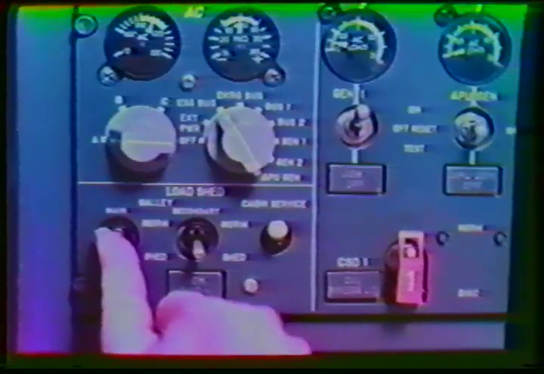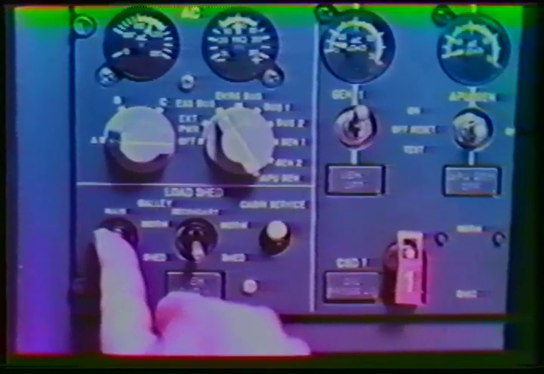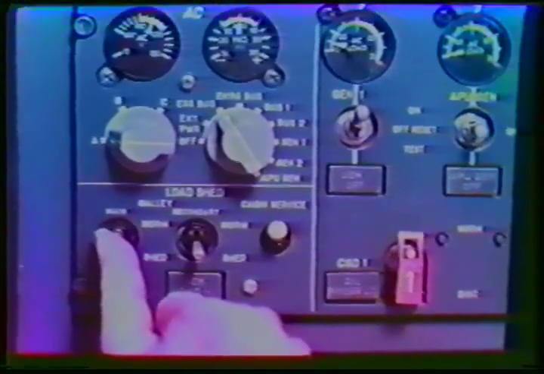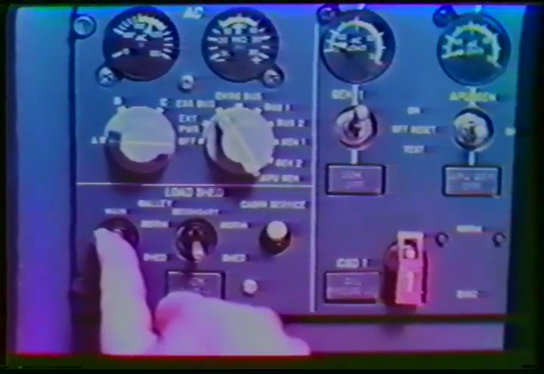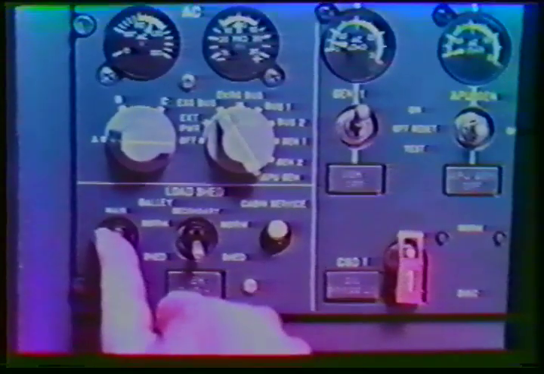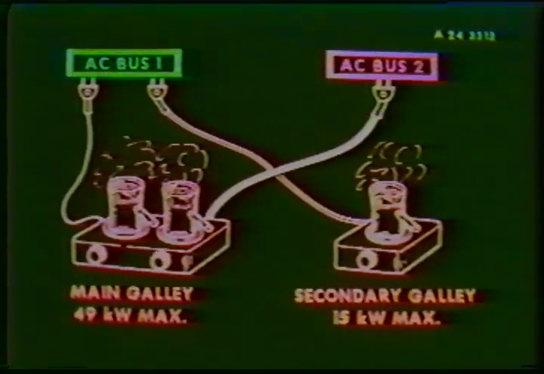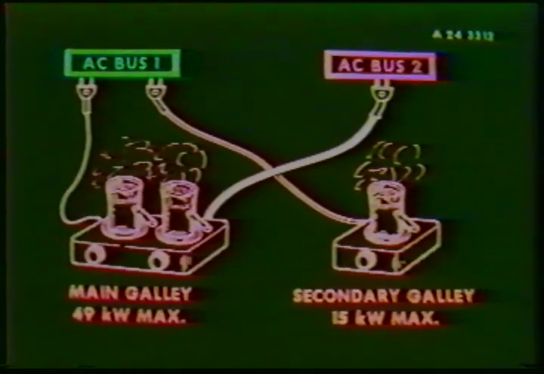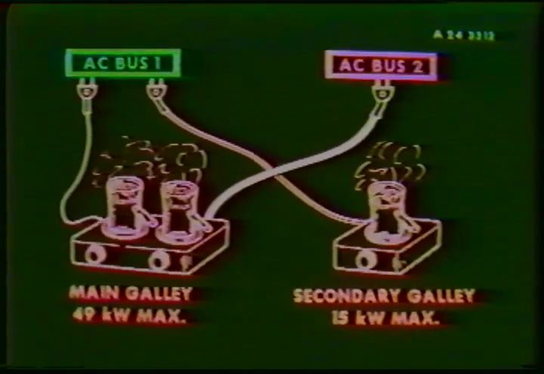Two galley power control switches on the lower left side of the electrical control panel control the power to the main and secondary galleys. The main galley needs up to 49 kilowatts and is powered by both AC Load Bus 1 and AC Load Bus 2. The secondary galley needs up to 15 kilowatts and is only powered from AC Bus 1.